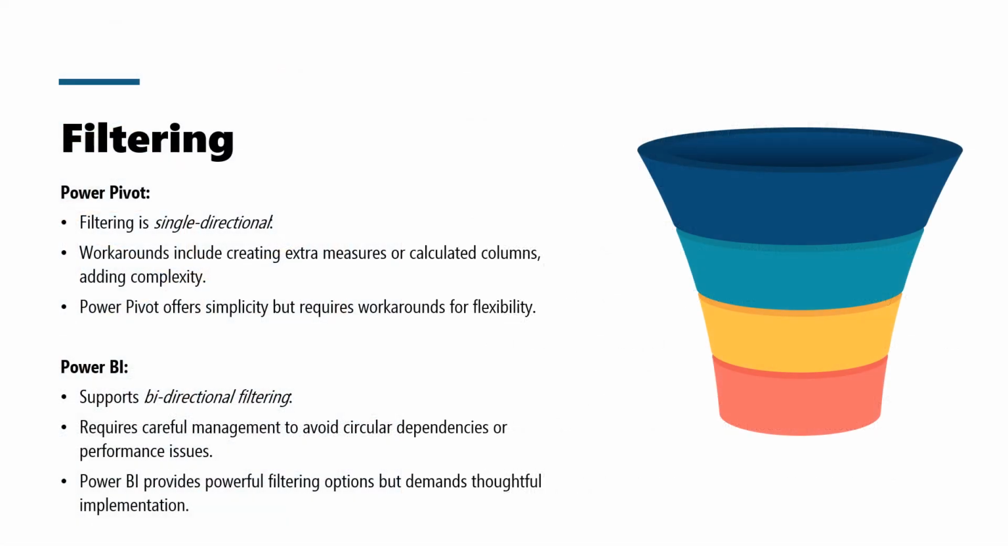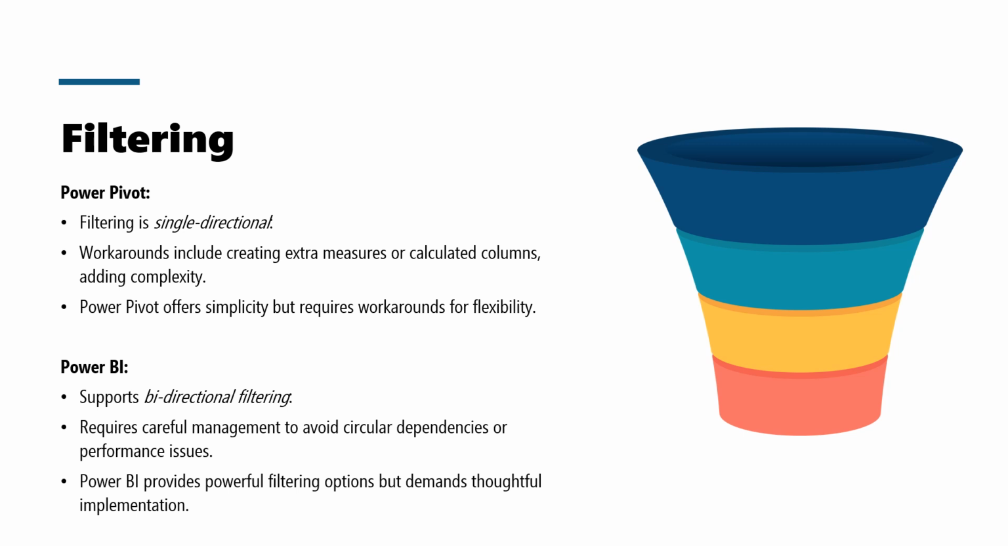Understanding how filters work across tables is essential. In Power Pivot, filtering is single directional. This means if we filter our dimension table, like customers, it will affect our fact table, like sales. But filtering the fact table doesn't impact the dimension table. To get around this, we might need to create extra measures or calculated columns, which can complicate our model.